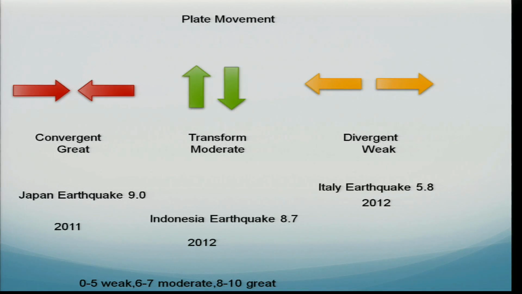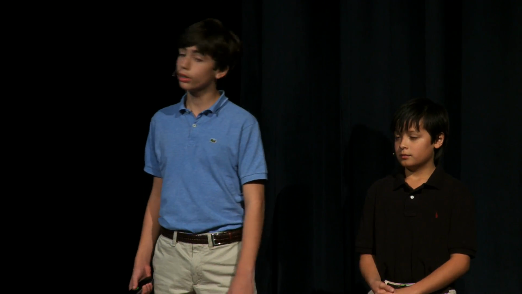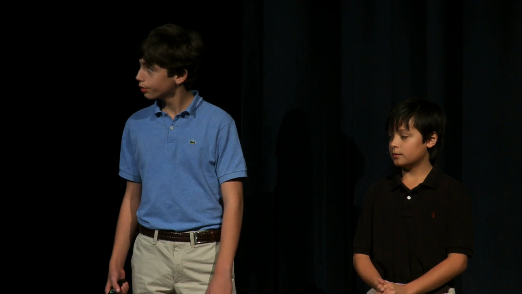Now, the tectonic plates cause earthquakes by shifting against each other in different ways. The convergent, the greatest boundary, is when they go head-on, causing massive earthquakes, such as the Japan earthquake of 2011. This earthquake was very, very strong, a 9.0 magnitude, and very destructive. The next weakest is the transform, which does moderate damage because the plates push past each other. An example of this is the Indonesian earthquake, an 8.7 in 2012. The weakest type of boundary is divergent. The Italy earthquake, a 5.8 in 2012, was a very weak earthquake due to the type of boundary.